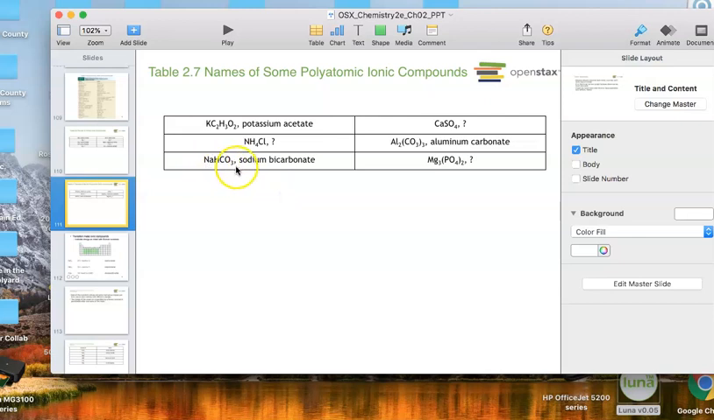NaHCO3. Again, you're having to figure out what part of the elements are together as a polyatomic ion, and so HCO3 is bicarbonate. You have to figure that out first, and then of course the cation's name. Na is going to be sodium, HCO3 is bicarbonate, so its name is sodium bicarbonate.